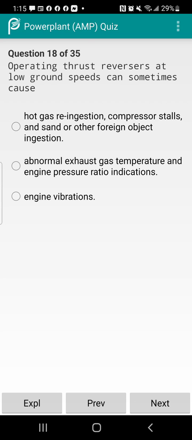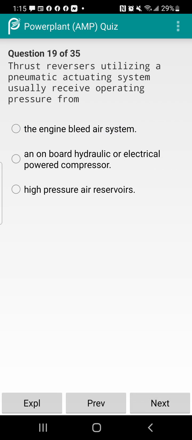Operating thrust reversers at low ground speeds can sometimes cause hot gas reingestion, compressor stalls, and sand or other foreign objects ingested.